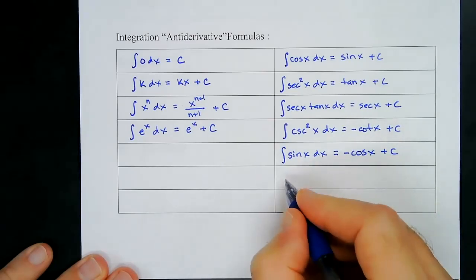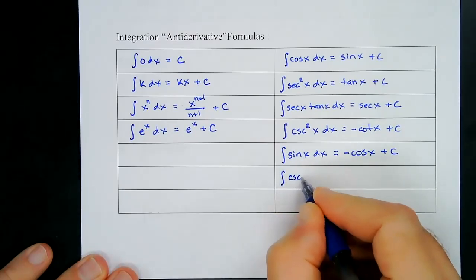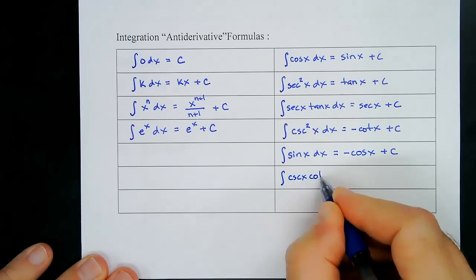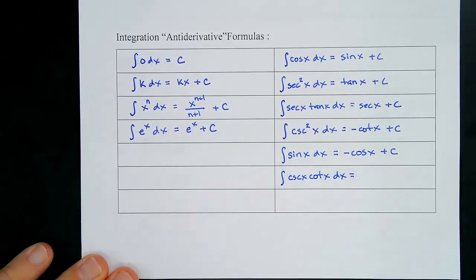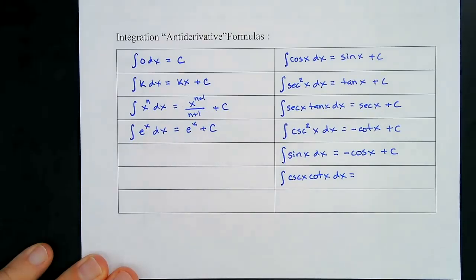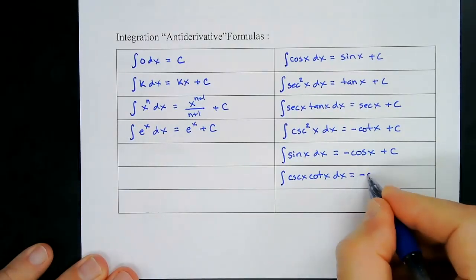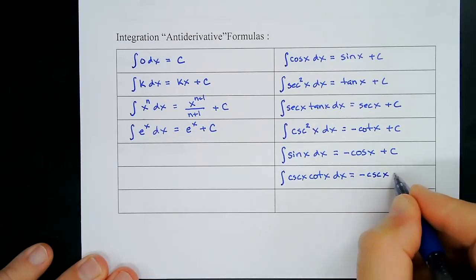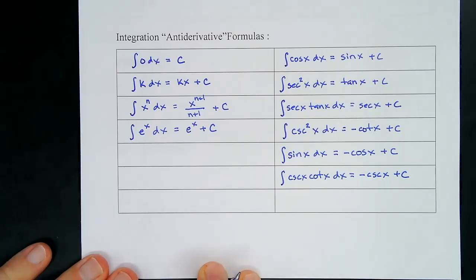All right, and then the next one is the integral of cosecant x cotangent x dx. So I know if I take the derivative of cosecant x, I get negative cosecant x cotangent x. Well, that must mean that if you anti-differentiate, this would come out to be negative cosecant x plus some constant c. All right. And then we have a few more, okay?